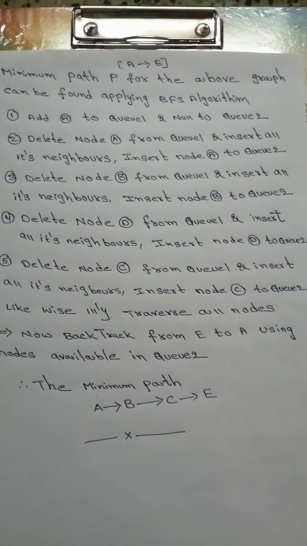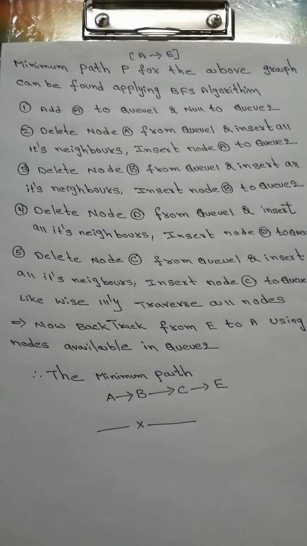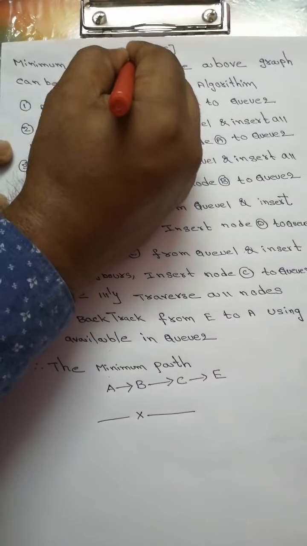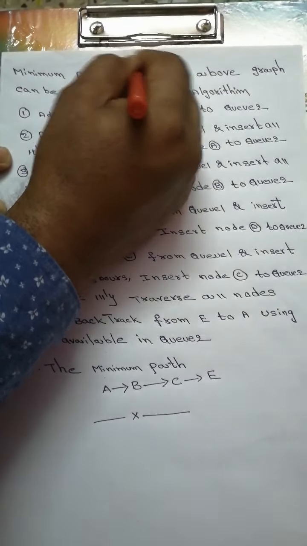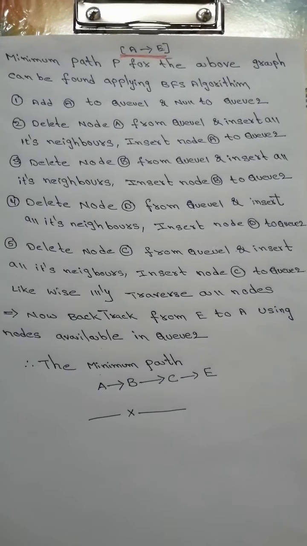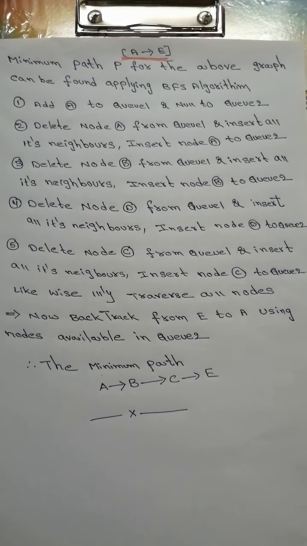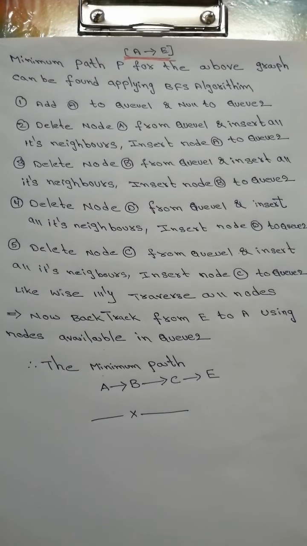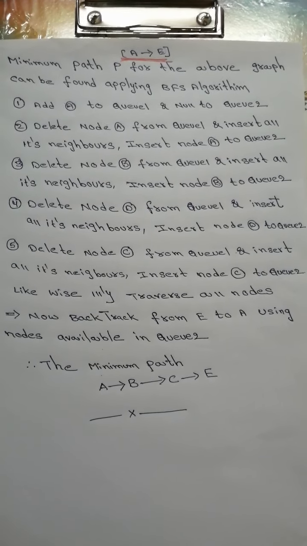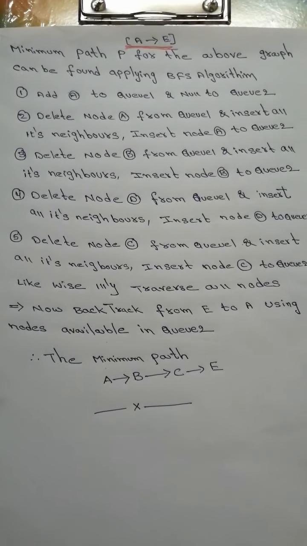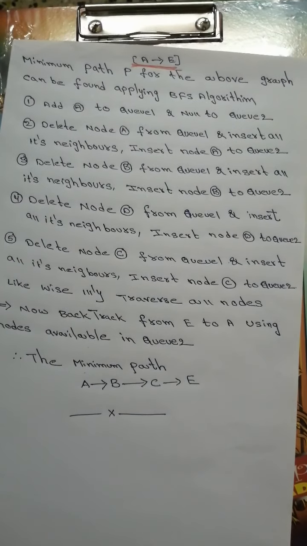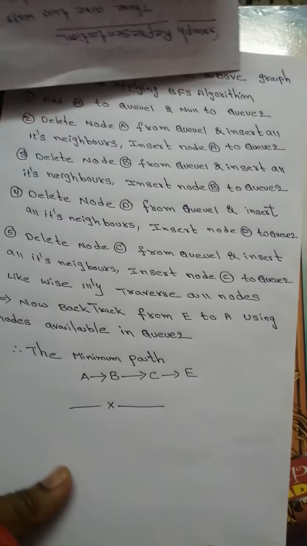Next, what we are doing is, now we need to find the minimum path. Which path do I need? I want to traverse from A to node E. For that, I need the minimum path to traverse from A to E, following the BFS algorithm. What is the BFS algorithm? The BFS algorithm is reading a node into a queue.